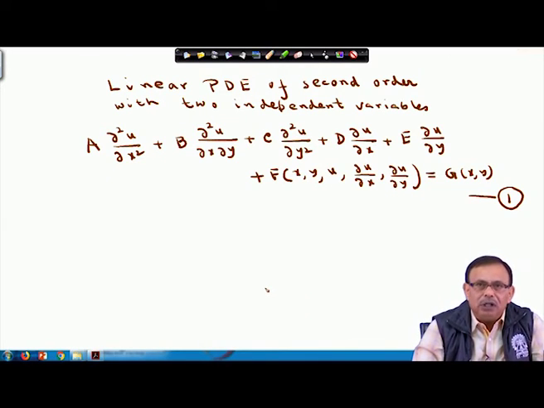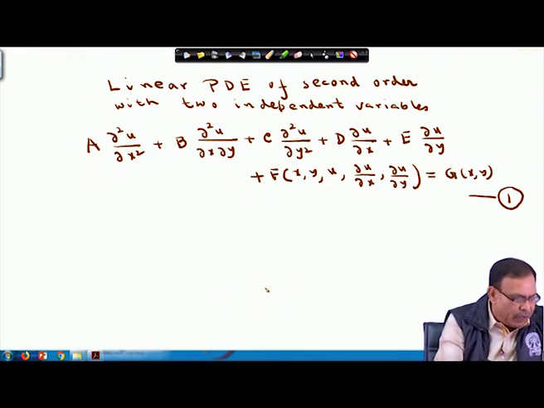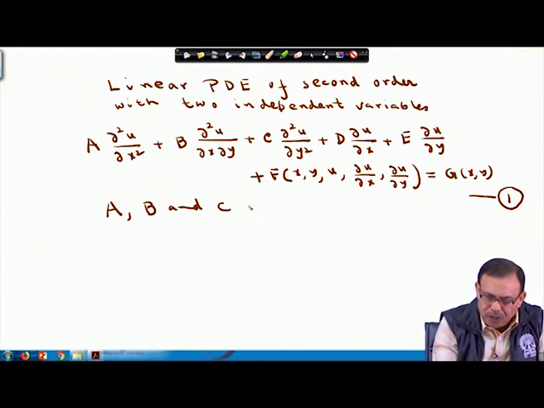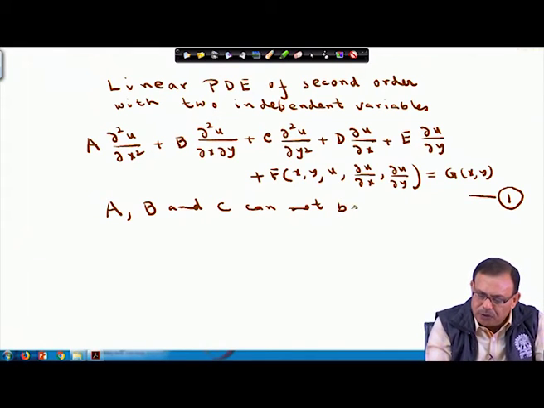Effectively, it is given that u is a function of two independent variables, and a second order linear PDE with two independent variables, the general form is a into ∂²u/∂x² plus b into ∂²u/∂x∂y plus c into ∂²u/∂y² plus d into ∂u/∂x plus e into ∂u/∂y plus a function of x, y, u, ∂u/∂x, ∂u/∂y equals g of x, y, where obviously a, b and c cannot all be 0. Please note this one.